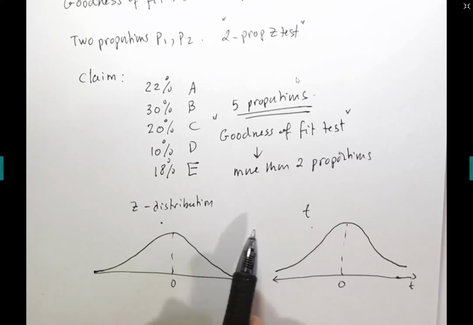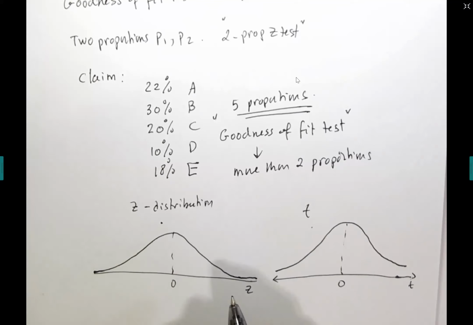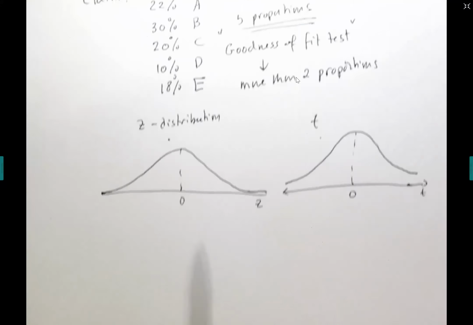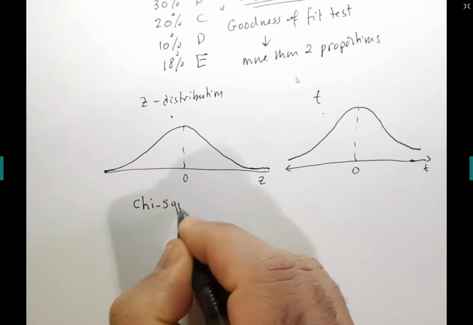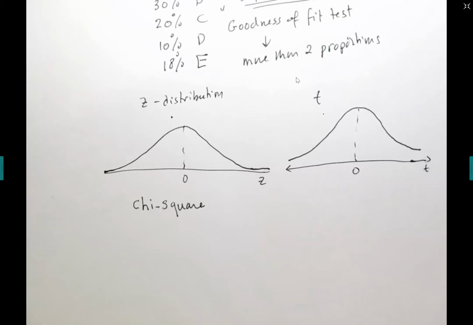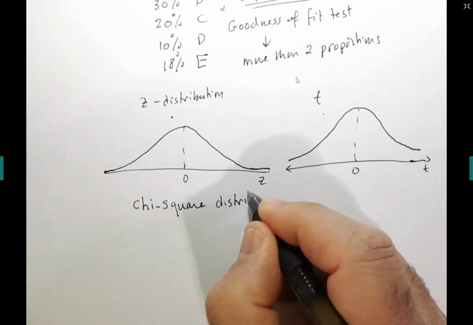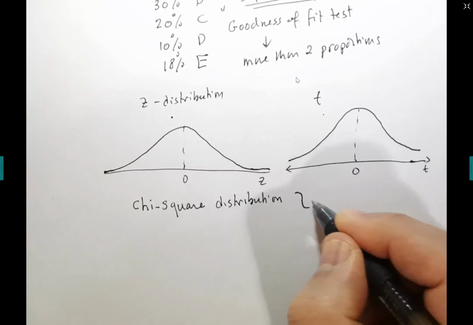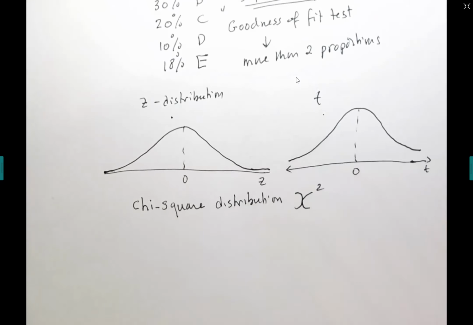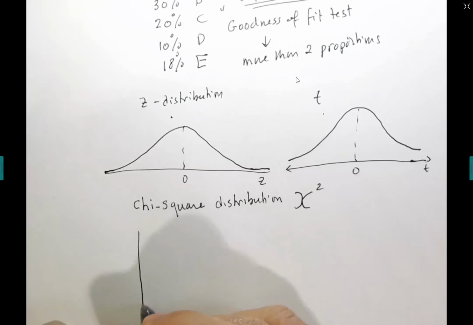Z or T. Now, guys, it's going to be a different distribution that I'm going to introduce to you. Let me show you what this distribution is going to be. We're going to introduce a new distribution. It's called the Chi-square distribution, and we abbreviate it like that, guys. Let me sketch this distribution and tell you about its properties.